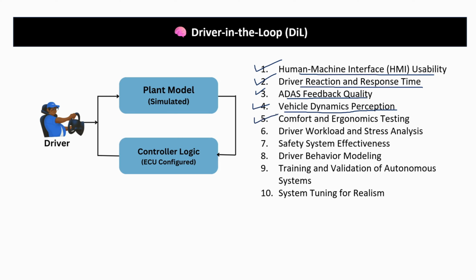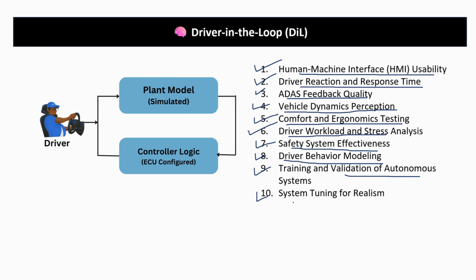Comfort and ergonomics testing, analyzing motion cues, vibration levels, and seat dynamics during simulation. Driver workload and stress analysis, using biometric data, heart rate, and eye tracking to measure cognitive load. Safety system effectiveness, validating how quickly drivers take control during emergency situations. Driver behavior modeling, collecting data to refine virtual driver models for automated system calibration. Training and validation of autonomous systems, observing how drivers respond to AI-driven maneuvers.